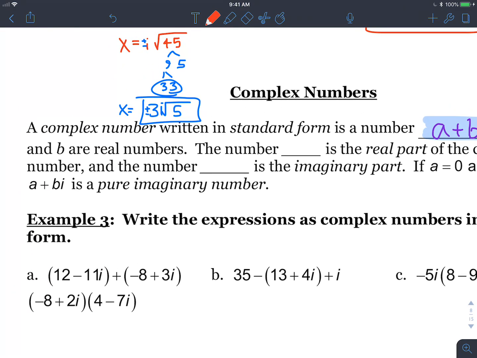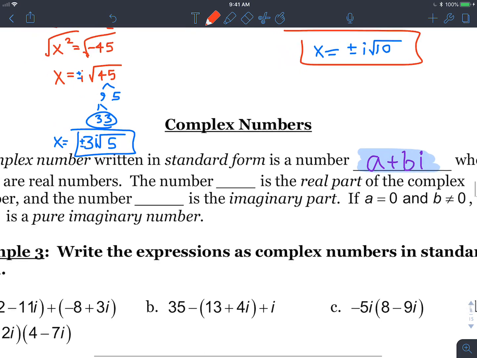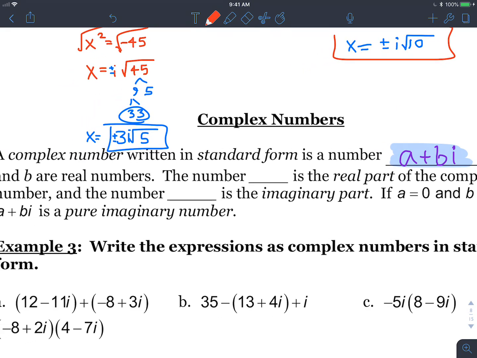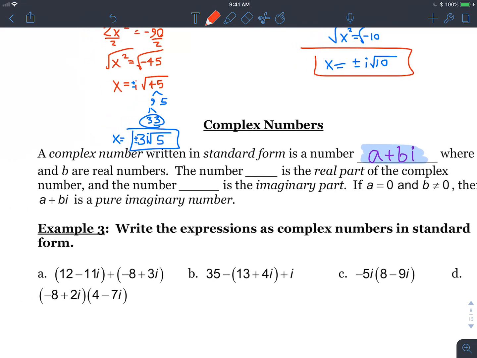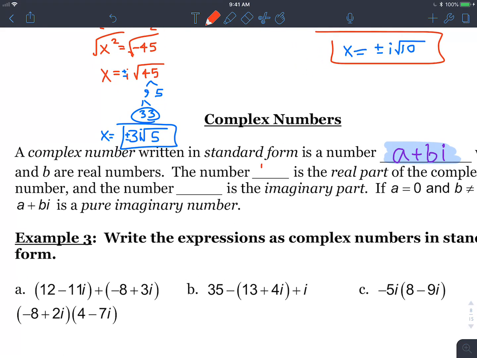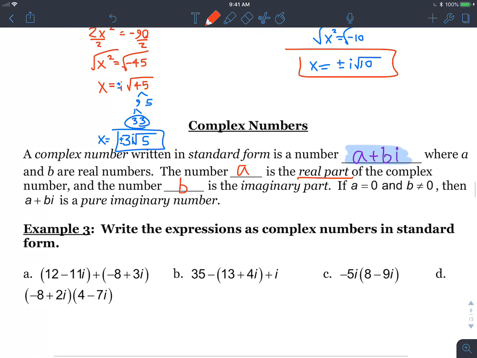A, we're always going to call that the real part right there. A is like the real component. And then B can be a number, like a coefficient. But since it has an i, that's going to be the imaginary piece of the number. Oh, it's the real, okay, I'm sorry, I misread that. A is the real part, and B always goes with the imaginary part.